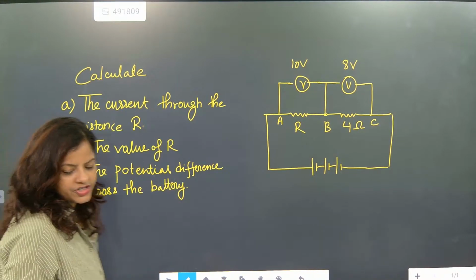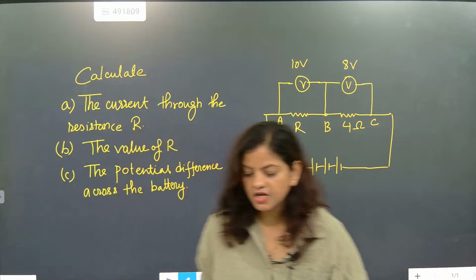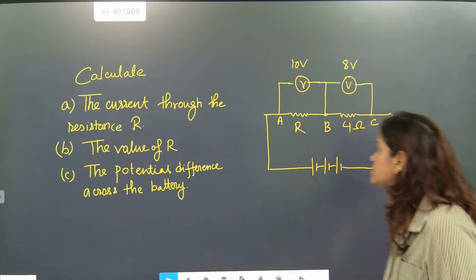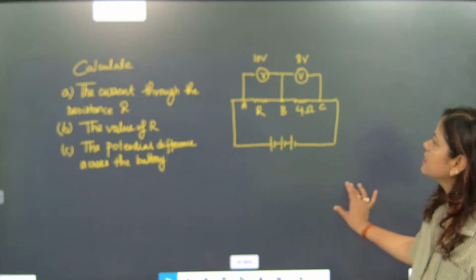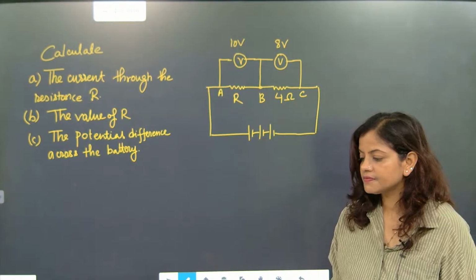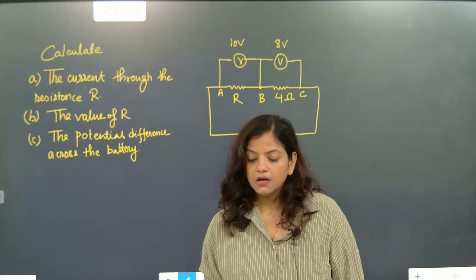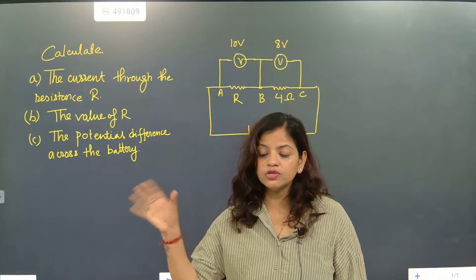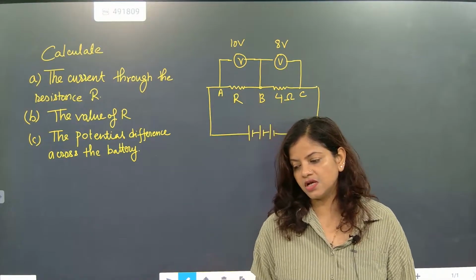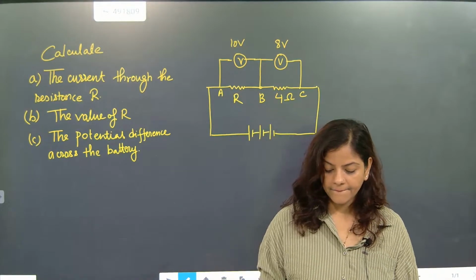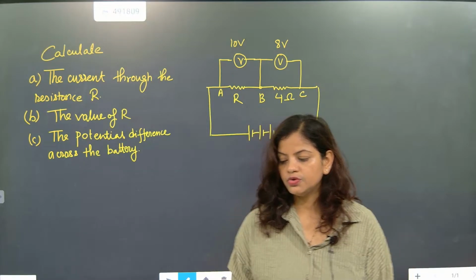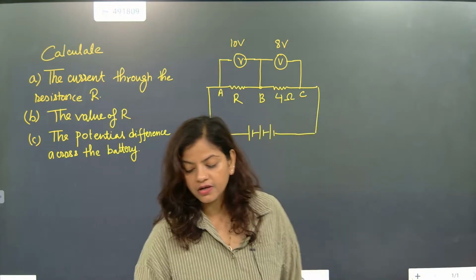Come on, go for it, children. You can do it. Start doing it, please. The potential difference across the battery. Start your work, please. Calculate the current through the resistance R. How much current is passing through the resistance R? Through the resistance R, you have to find the current.